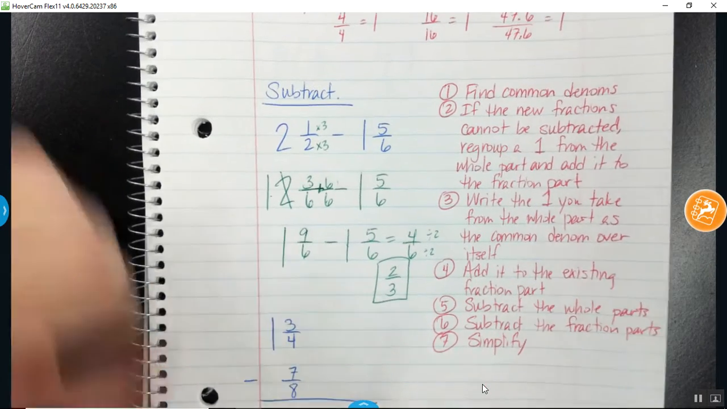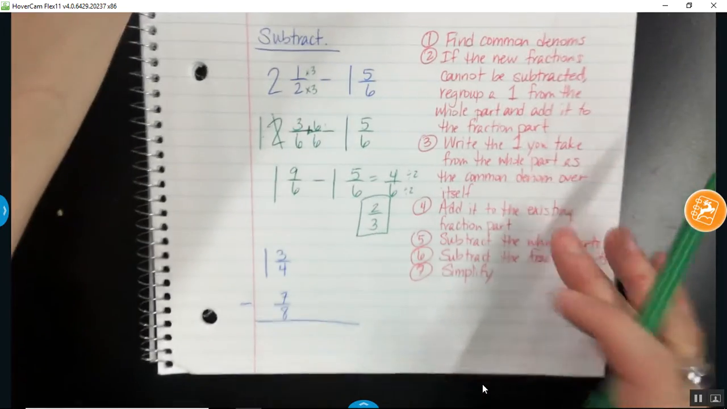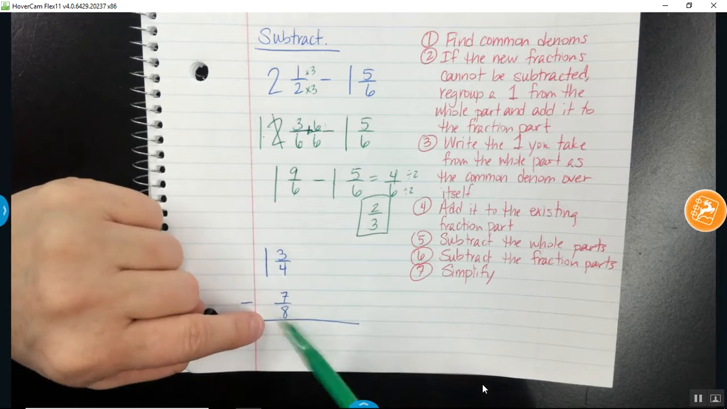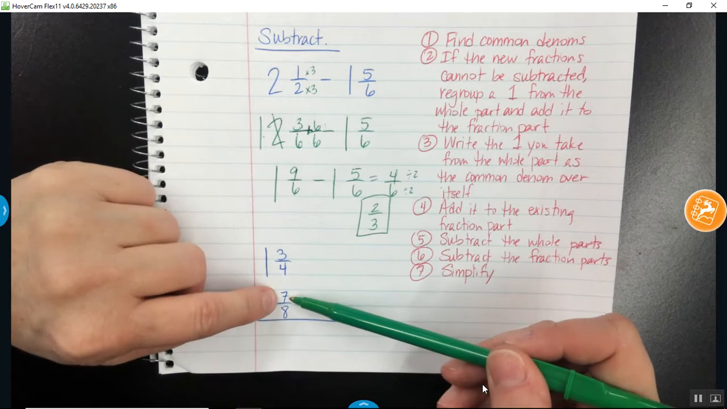We did that one in class. We also did this one in class. 1 and 3/4 minus 7/8. Think about it. Which number is bigger, 1 and 3/4 or 7/8? Yes, 3 is smaller than 7.